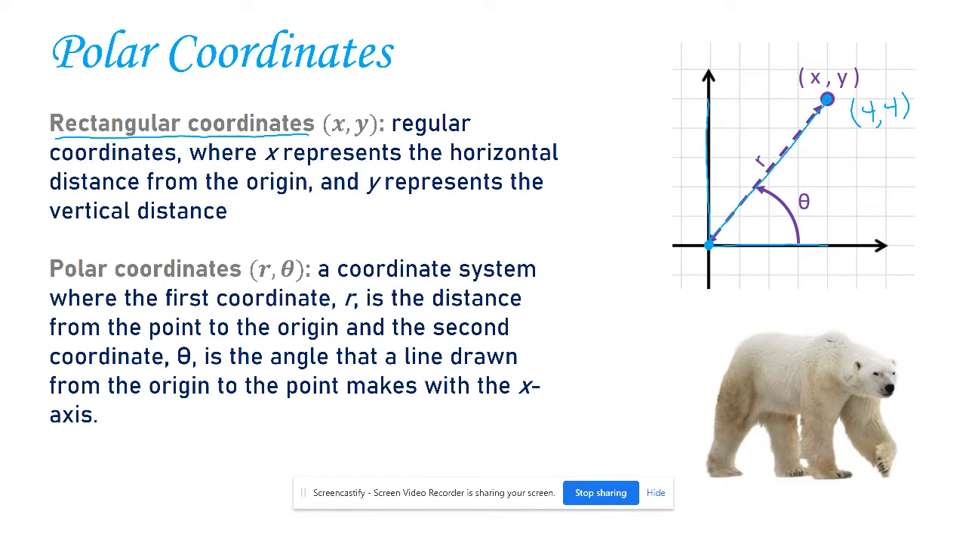So the two coordinates of your polar coordinate system are r and theta. R is the distance from the origin out to the point. And it's called r because, like the radius of a circle is the distance from the center of the circle out to a point on the outside of the circle, this is the distance from the center of the graph out to the point. So that's why it's r, because it's related to a radius. So distance from origin.